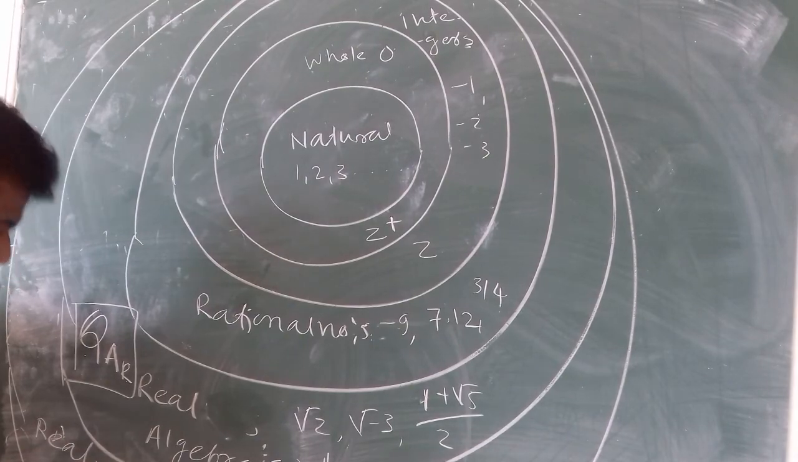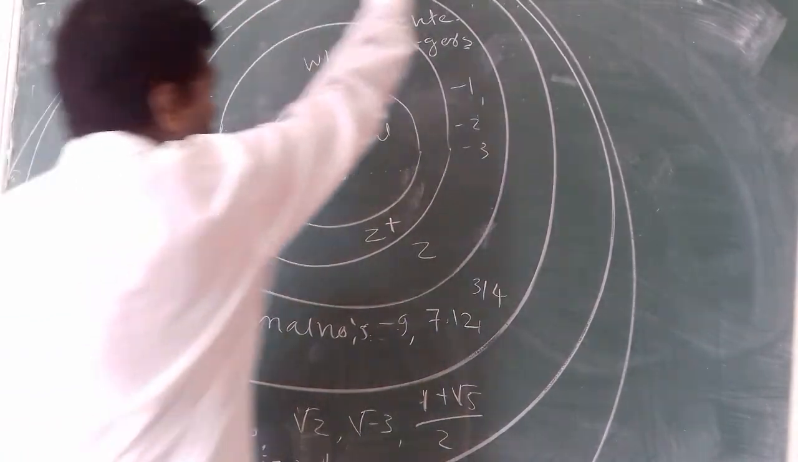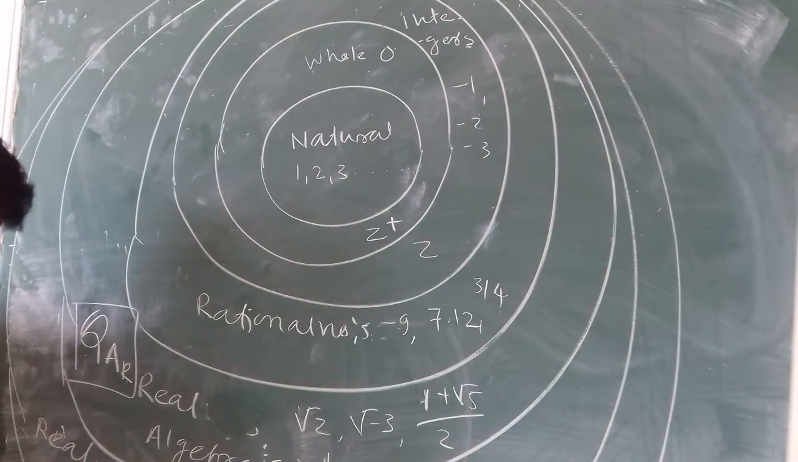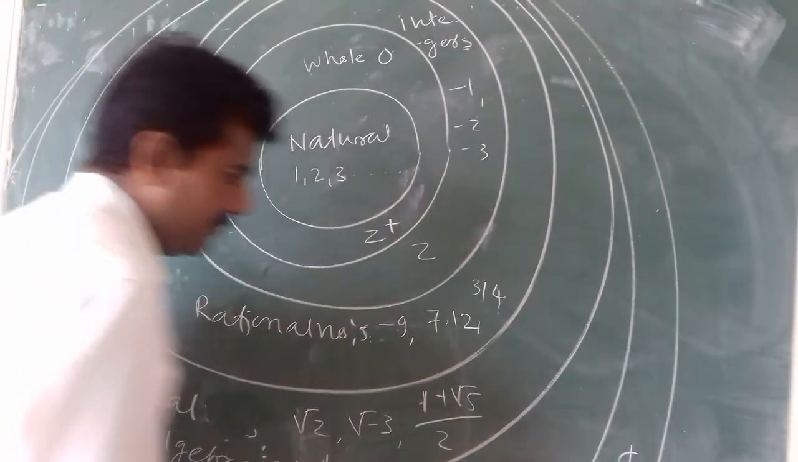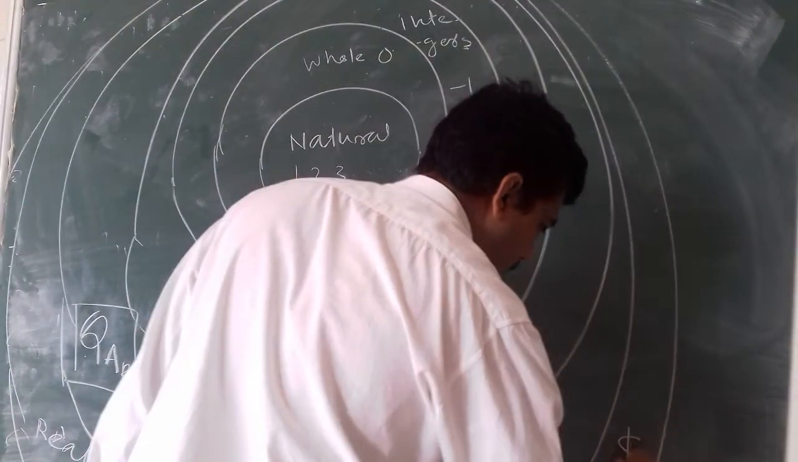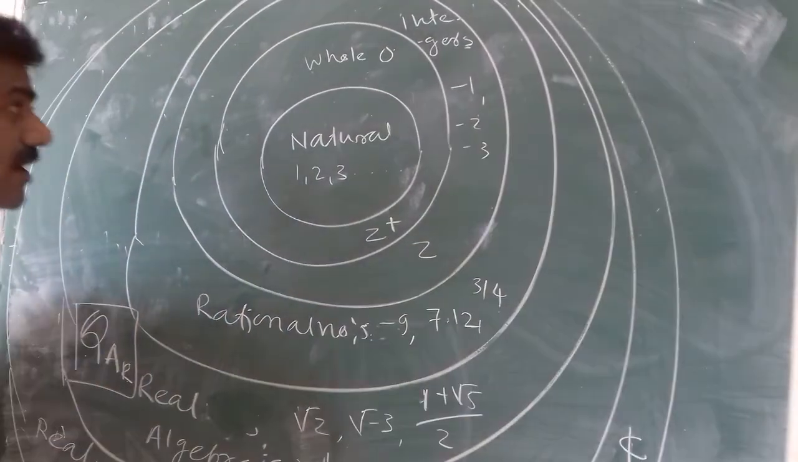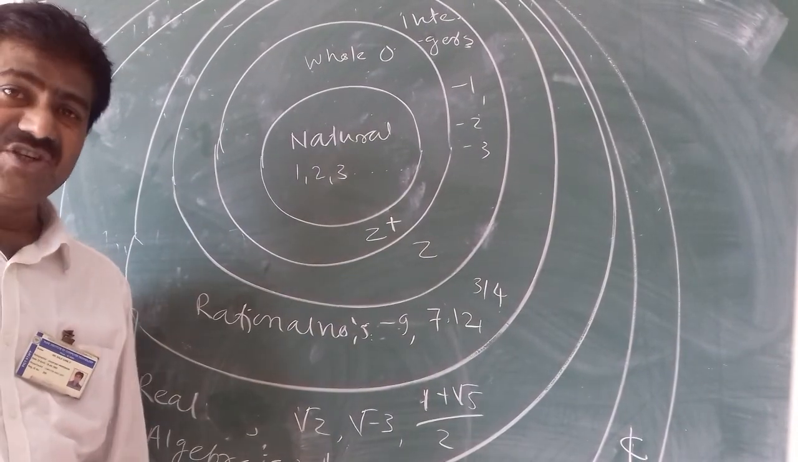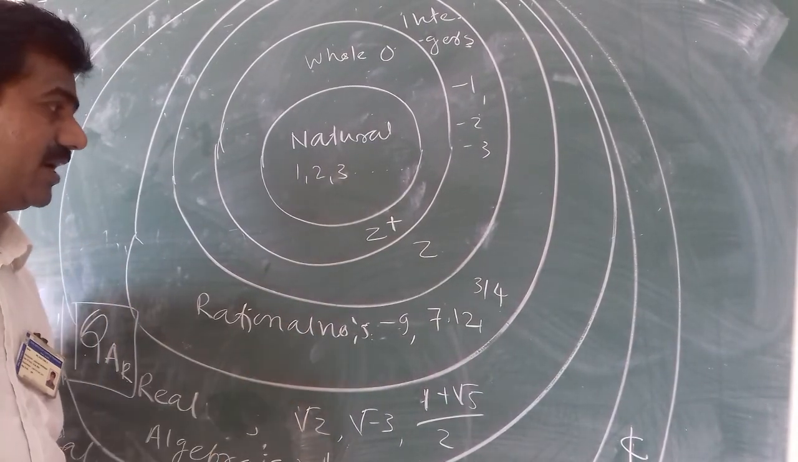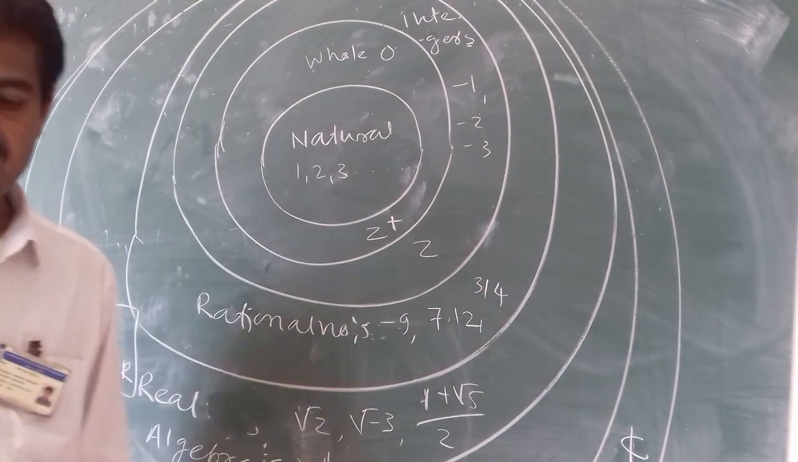Real numbers, okay, and this whole will be a subset of your set of complex numbers. That is the set of complex numbers. So that is the notation for complex numbers. Okay. So this is the relation between these special sets with respect to the relation as a subset of. Okay. So fine.